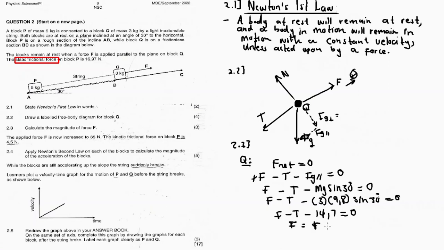So therefore F is equal to T plus 14.7. So I need to calculate T in order to get F. So T, using block P now. Let me erase here so that I can create some space.